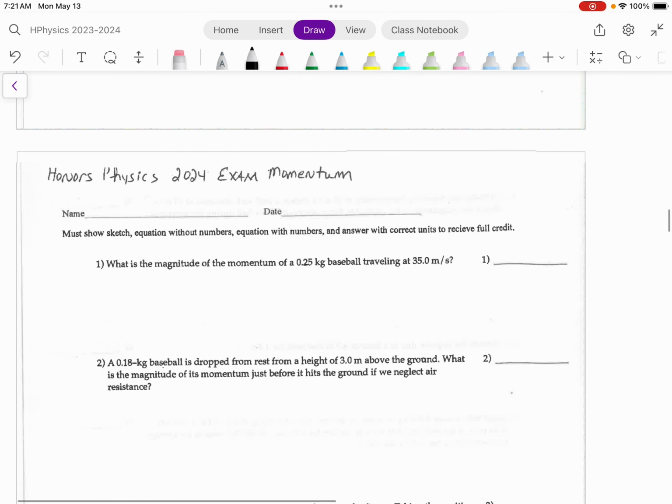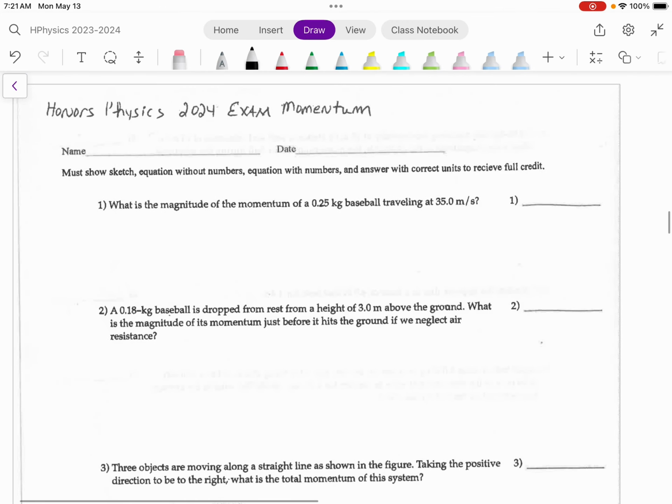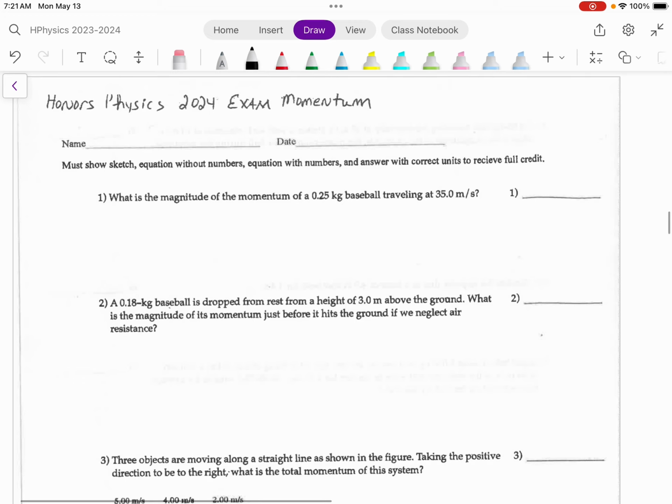Now, this is the exam that we did, and I'll go through these quickly. What is the magnitude of the momentum of a 0.25 kilogram ball? Momentum equals mass times velocity. So we have 0.25 kilograms times 35 meters per second, and that will equal 8.75 kilogram meters per second.